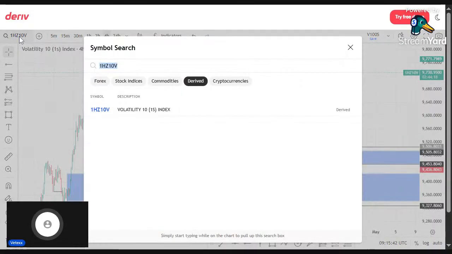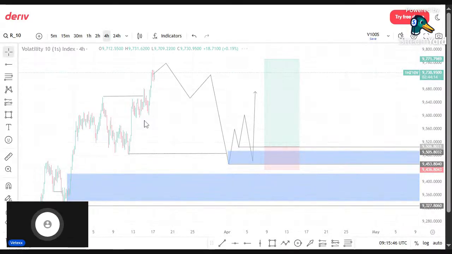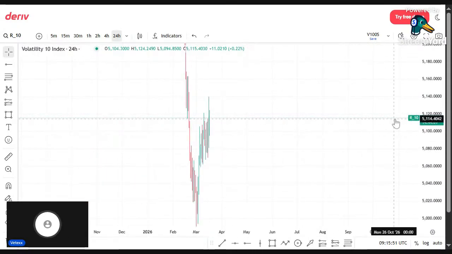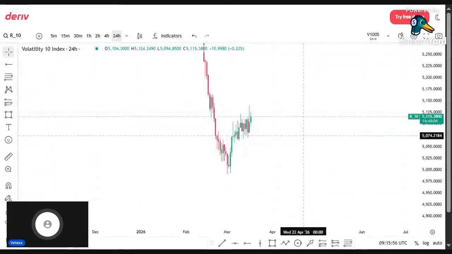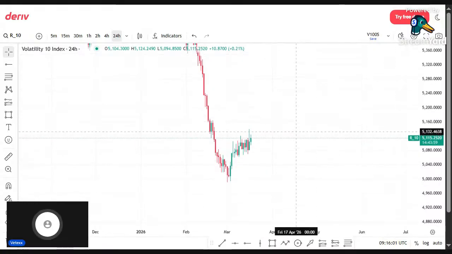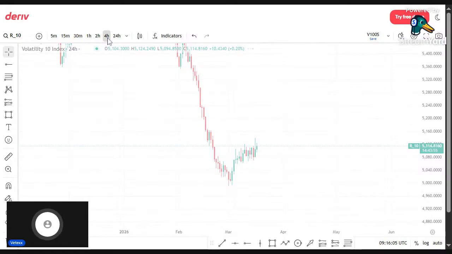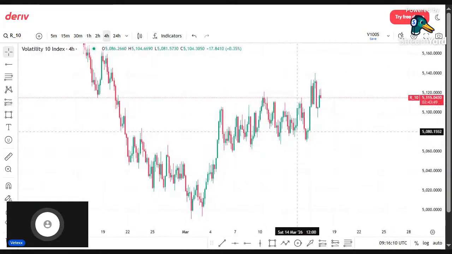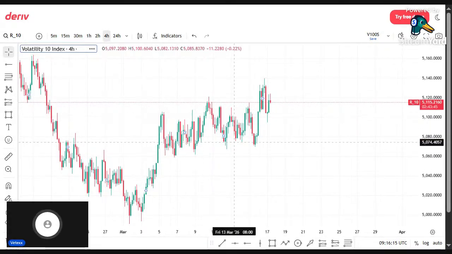Okay, so the next one you are going to be checking is V10. Let's check V10. On the 24-hour time frame, it has changed trend from being bearish to bullish. So based on top-down analysis, let's see where price is coming from and where it's going to. On the 24-hour time frame, we don't have a direction. And let's check the 4-hour time frame. We have a direction on the 4-hour time frame. On the 4-hour time frame, where is price coming from, where is it going to? We don't have where price is coming from, where it's going to.